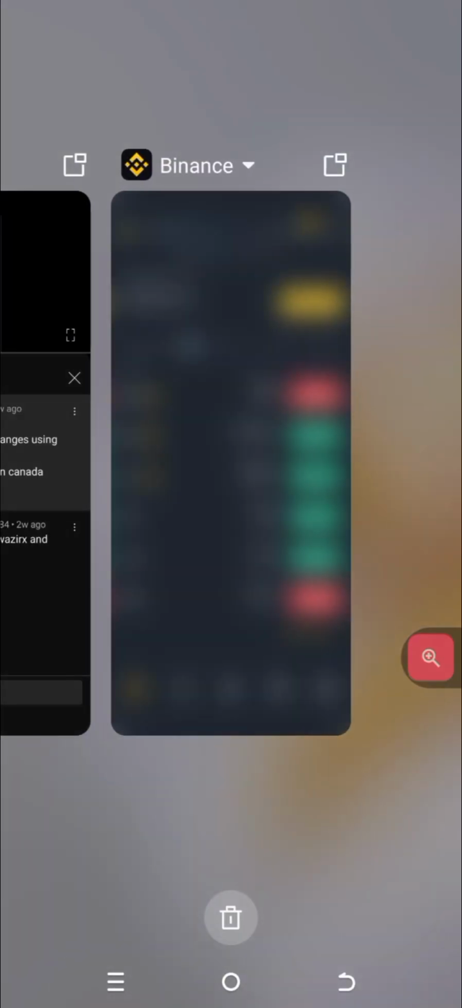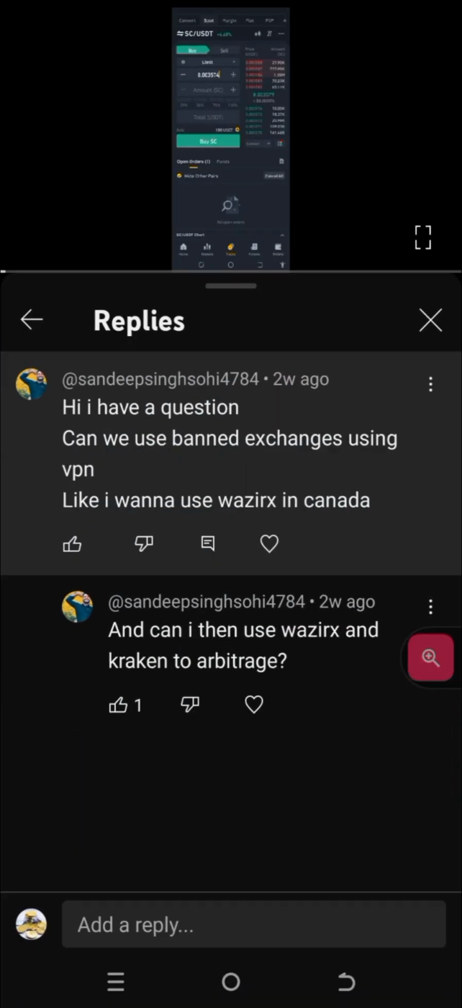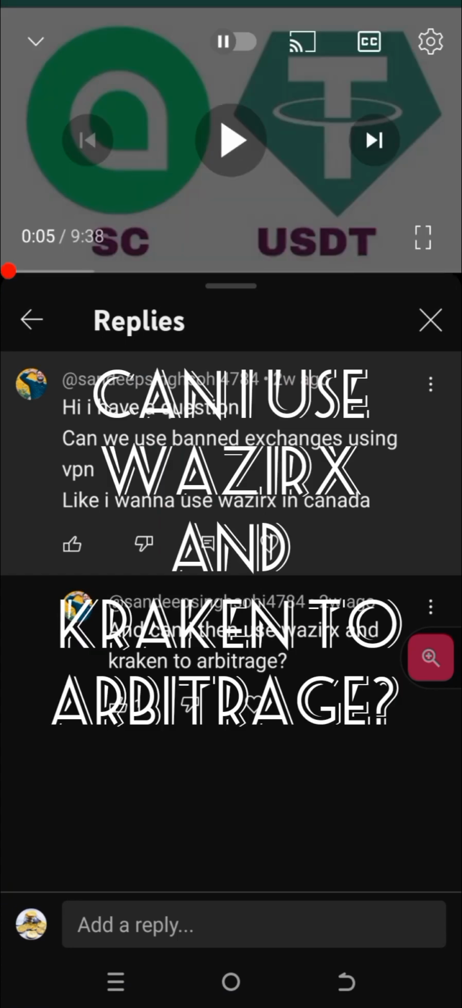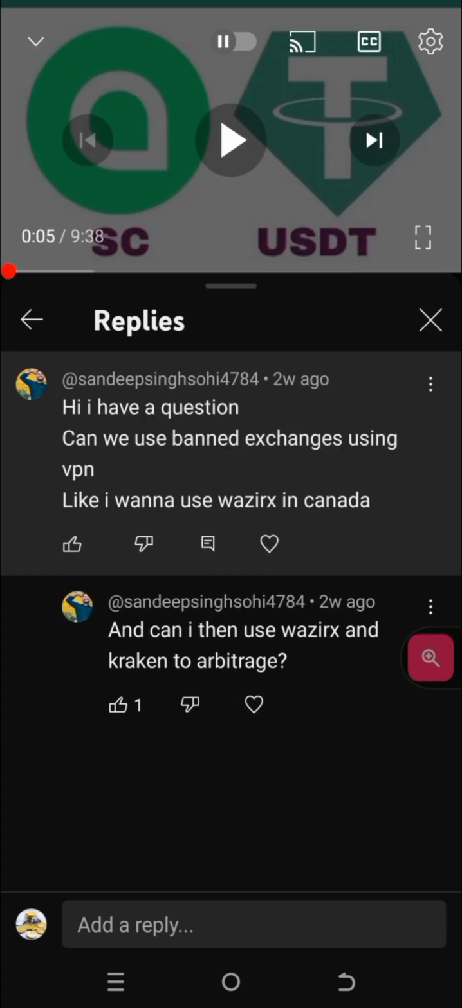Let me go check the other question here. It says, can I then use WazirX and Kraken to arbitrage? Oh, yeah, I believe so. If you have tools that give you spot arbitrage opportunities, different kinds of apps or websites that tell you, if you plug in WazirX and you plug in Kraken and there are opportunities there, why not? You can take that opportunity and arbitrage.